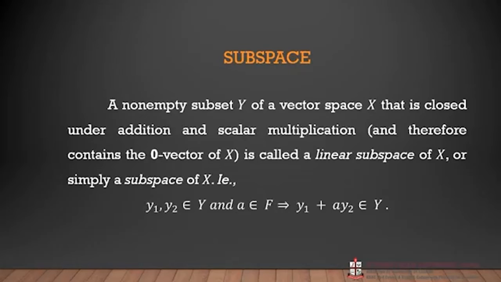Now what is meant by a subspace of a linear space? It is a subset of that linear space, and that itself should be a linear space with the same operations of vector addition and scalar multiplication, and the zero vector of X should be in Y. So a non-empty subset Y of a vector space X that is closed under addition and scalar multiplication is called a linear subspace of X, or simply a subspace of X. That means if y1 and y2 are in capital Y and a is a scalar, y1 plus a y2 should be in capital Y for every y1 and y2 in Y and for every element of F.